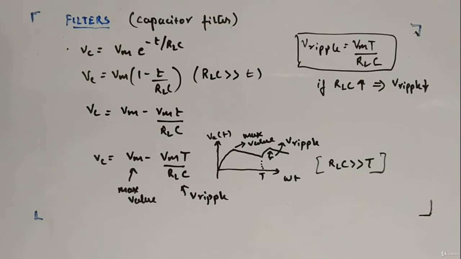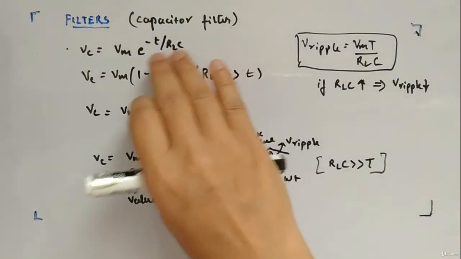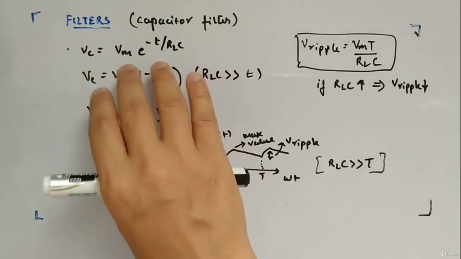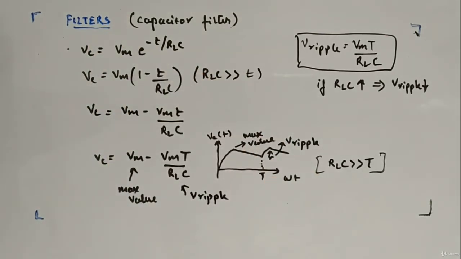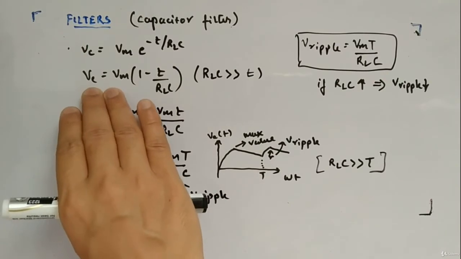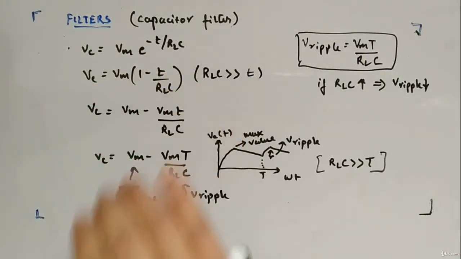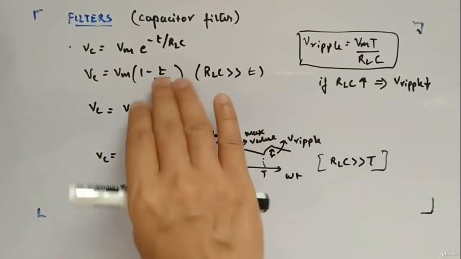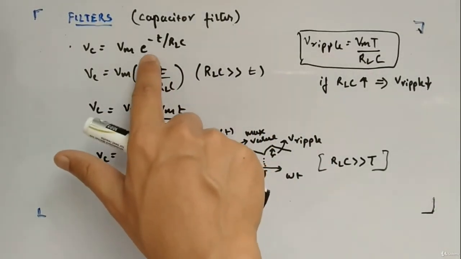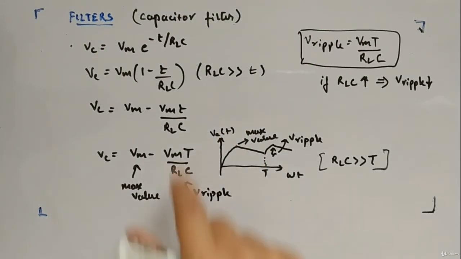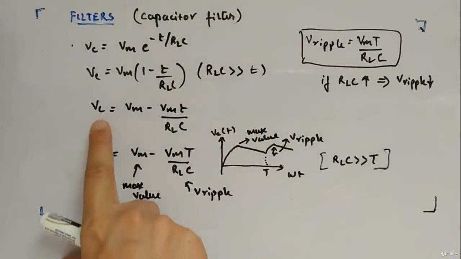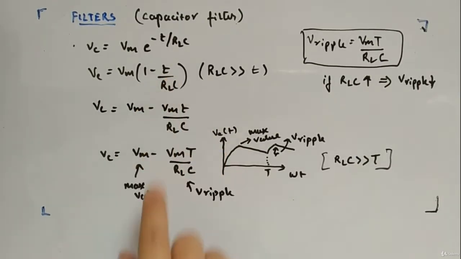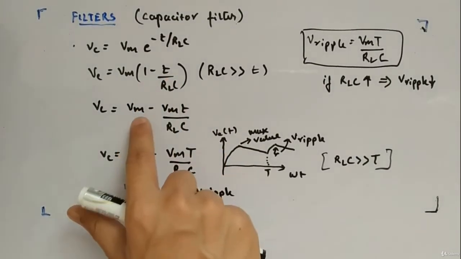Okay, so let's look at the capacitor equation, which is Vm e to the power minus t divided by RLC. That is the capacitor equation for discharging. Okay, so Vc is equal to Vm (1 minus t divided by RL into C), if RLC is very very greater than small t, then this approximation you can do for e to the power x. Okay, so Vc is equal to Vm minus Vm t divided by RLC. Okay, I've multiplied inside Vm.